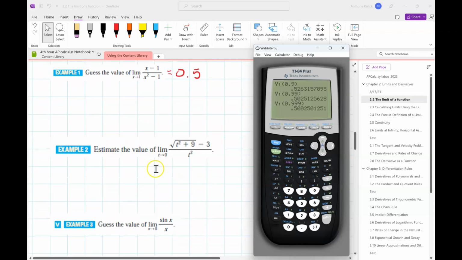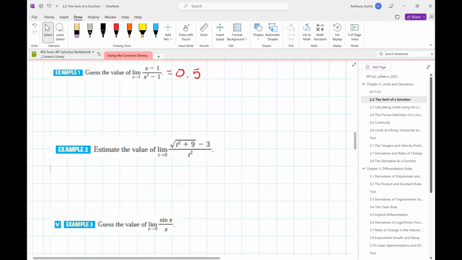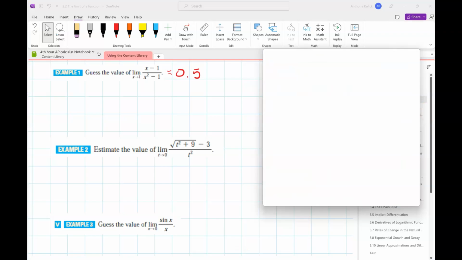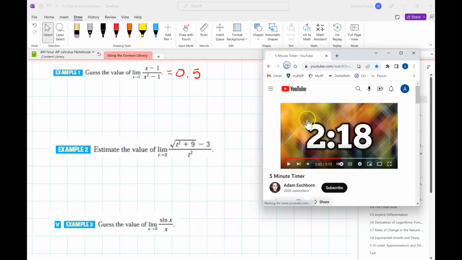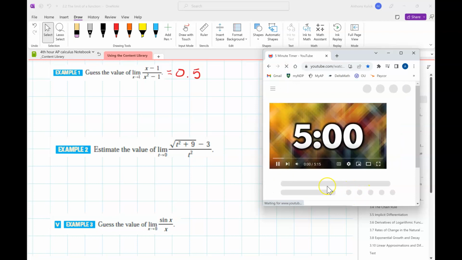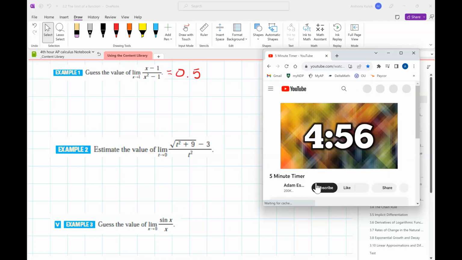All right, try doing number 2 on your own. I'm going to put a little 5-minute timer on this, and then we'll kind of go through things. Is it vars and y vars and functions? Yes, to get to the y1, exactly.